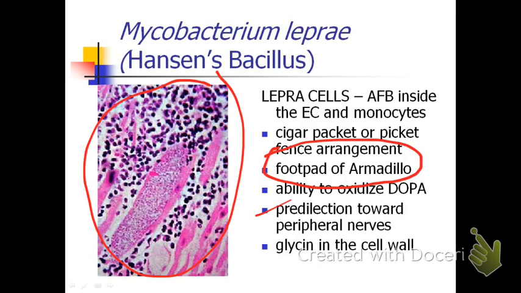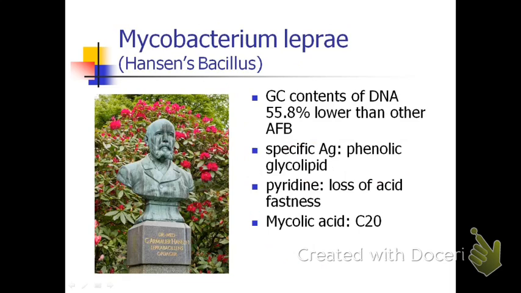Mycobacterium leprae would have glycine in the cell wall. So it would have a different mycolic acid, not like the mycolic acid of Mycobacterium tuberculosis. The GC content of its DNA is 55.8%, lower than other AFB. GC refers to the nucleotide bases in the DNA. And then the specific antigen is the phenolic glycolipid. The pyridine could lose acid fastness, and the mycolic acid is classified as C20.